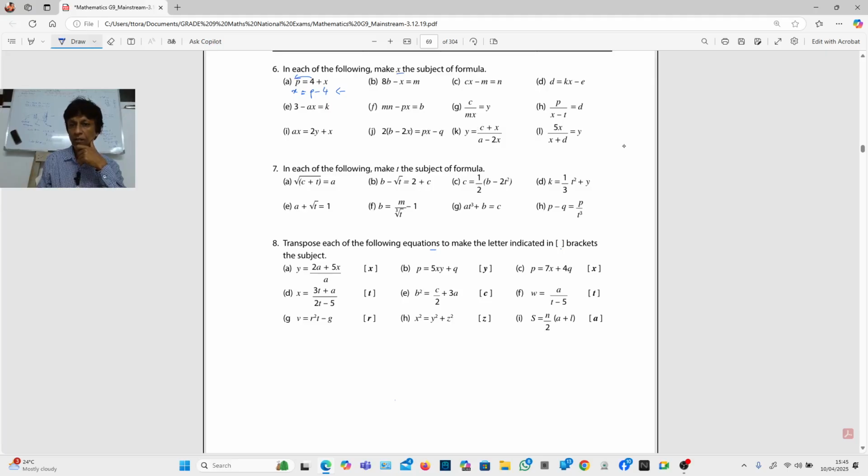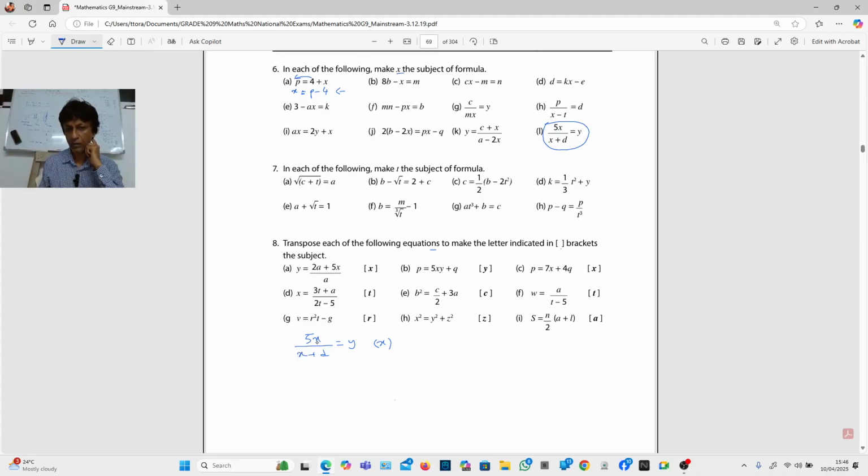However, what about if we get something like this here? I want to make x the subject formula for this one here. Now this turns out to be a little bit more complicated. So let me just write it down here. I've got 5x divided by x plus d is equal to y. The reason I say it's a bit complicated, we want to make x the subject formula, and it looks very clear that x is appearing on the numerator as well as in the denominator.